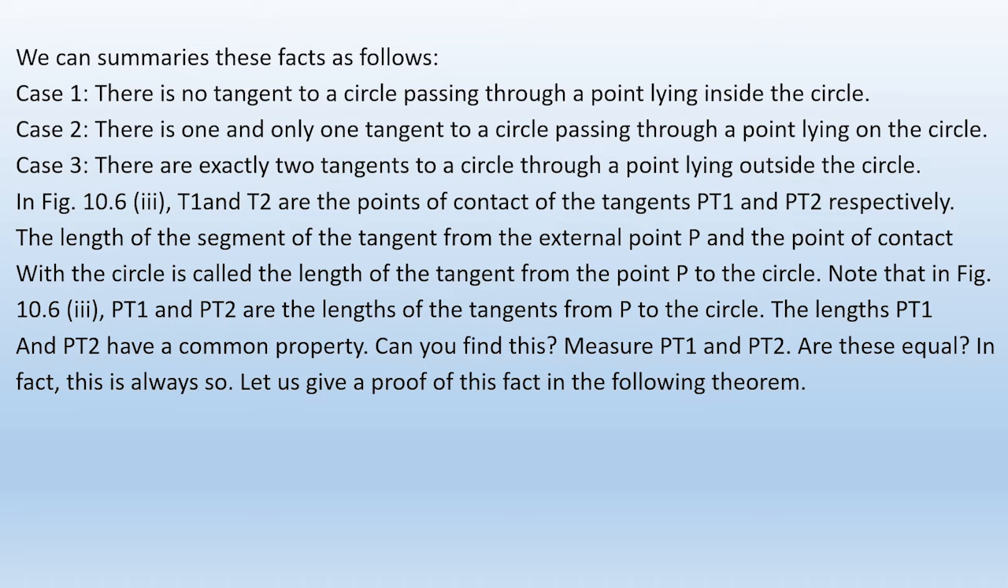The length of the tangent from the point P to the circle is the length of the tangent segment between the exterior point P and the point of contact with the circle. PT1 and PT2 are the lengths of the tangents from P to the circle in figure 3. The lengths PT1 and PT2 share a characteristic. Are you able to locate this? PT1 and PT2 should be measured. Are these the same? This is always the case.